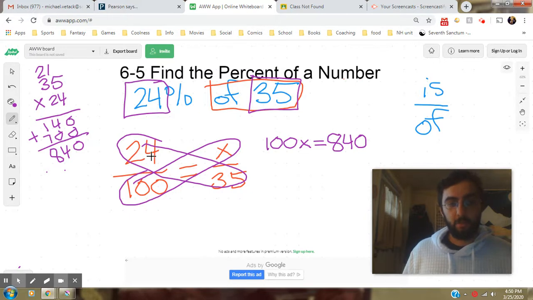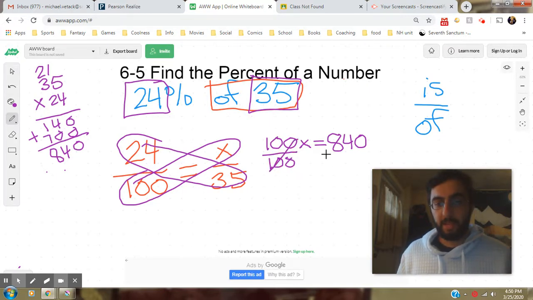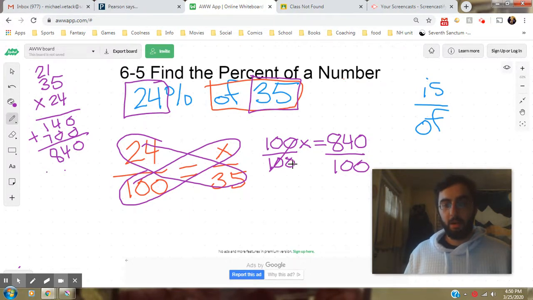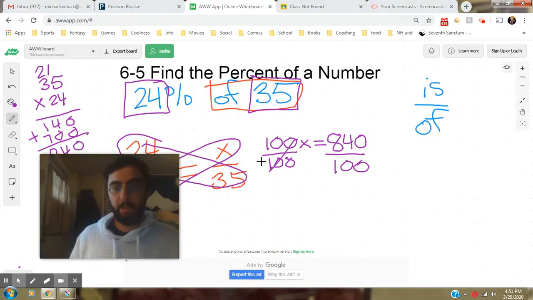So 24 times 35 is 840. We have to get x by itself. So 100 divided by 100 gets rid of it. Now we do 840 divided by 100, and you can see all we ended up doing basically to solve this is 24 times 35, and then divide by 100. So that's what we're doing here. So I'll move myself over here again. So 840 divided by 100.